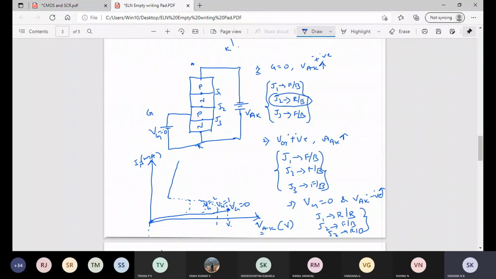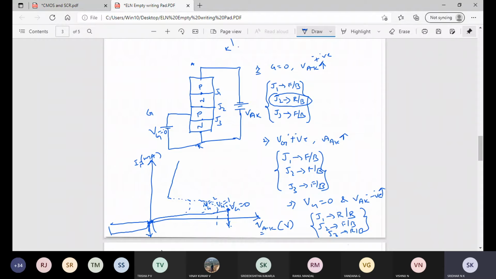So because of this, two junctions are reverse biased. For this mode of operation, you will get a negative current, something like this, which is very small, because two junctions are reverse biased. This is called reverse blocking mode. From here to here it is reverse blocking mode, and from here to here it is forward blocking mode, and this is conduction mode.